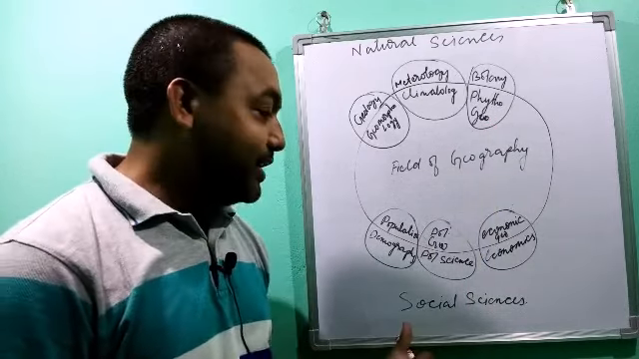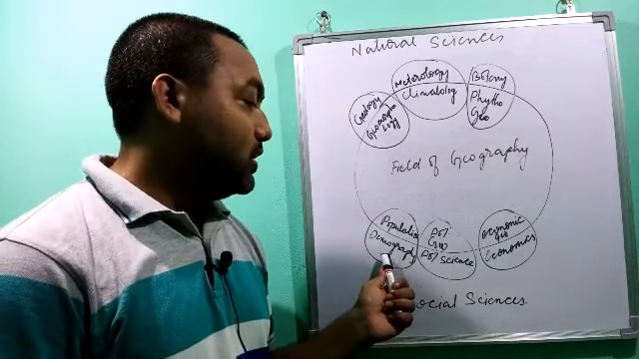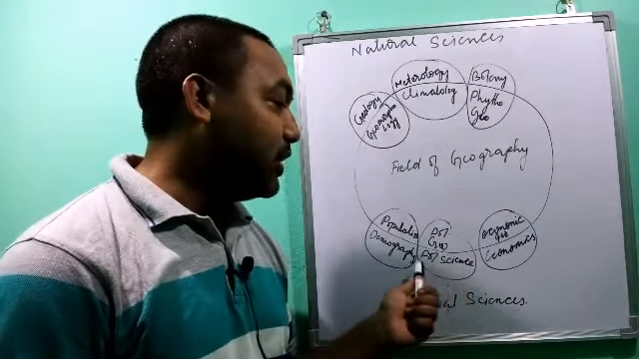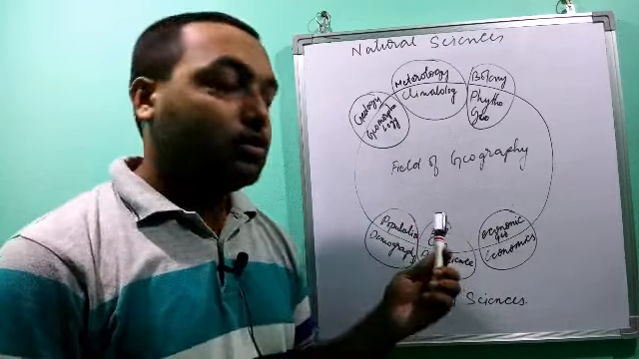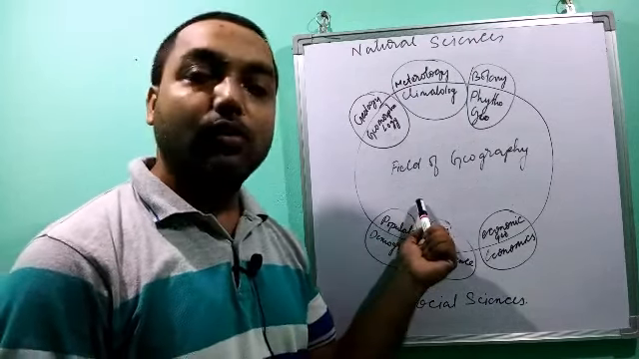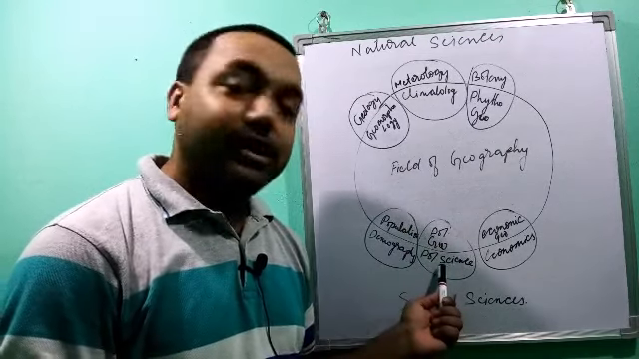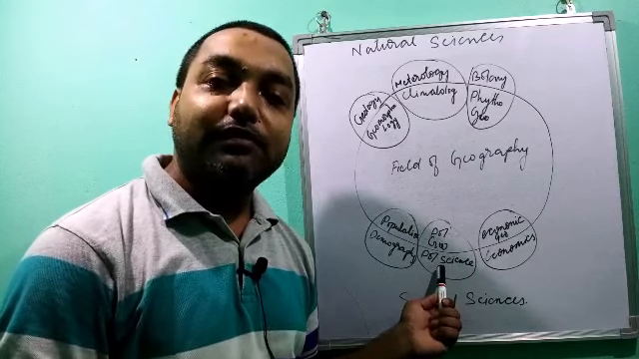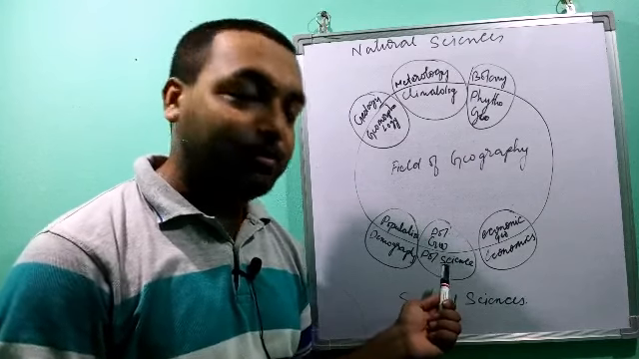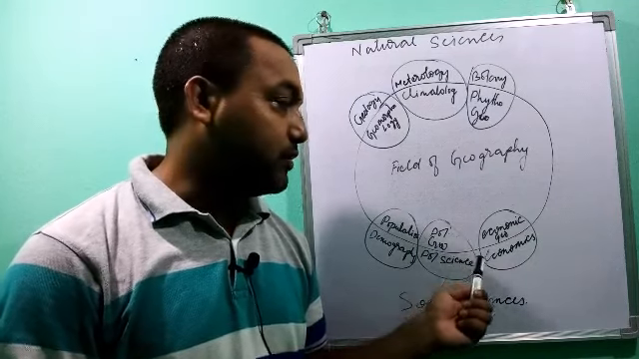Similarly, there are other social sciences that geography has entered into, like demography, political science, and economics. Demography means the study of population. So when it came into geography, it became population geography. Now political science is the study of different political rules, political laws and politics. So when it came into geography, it became political geography.